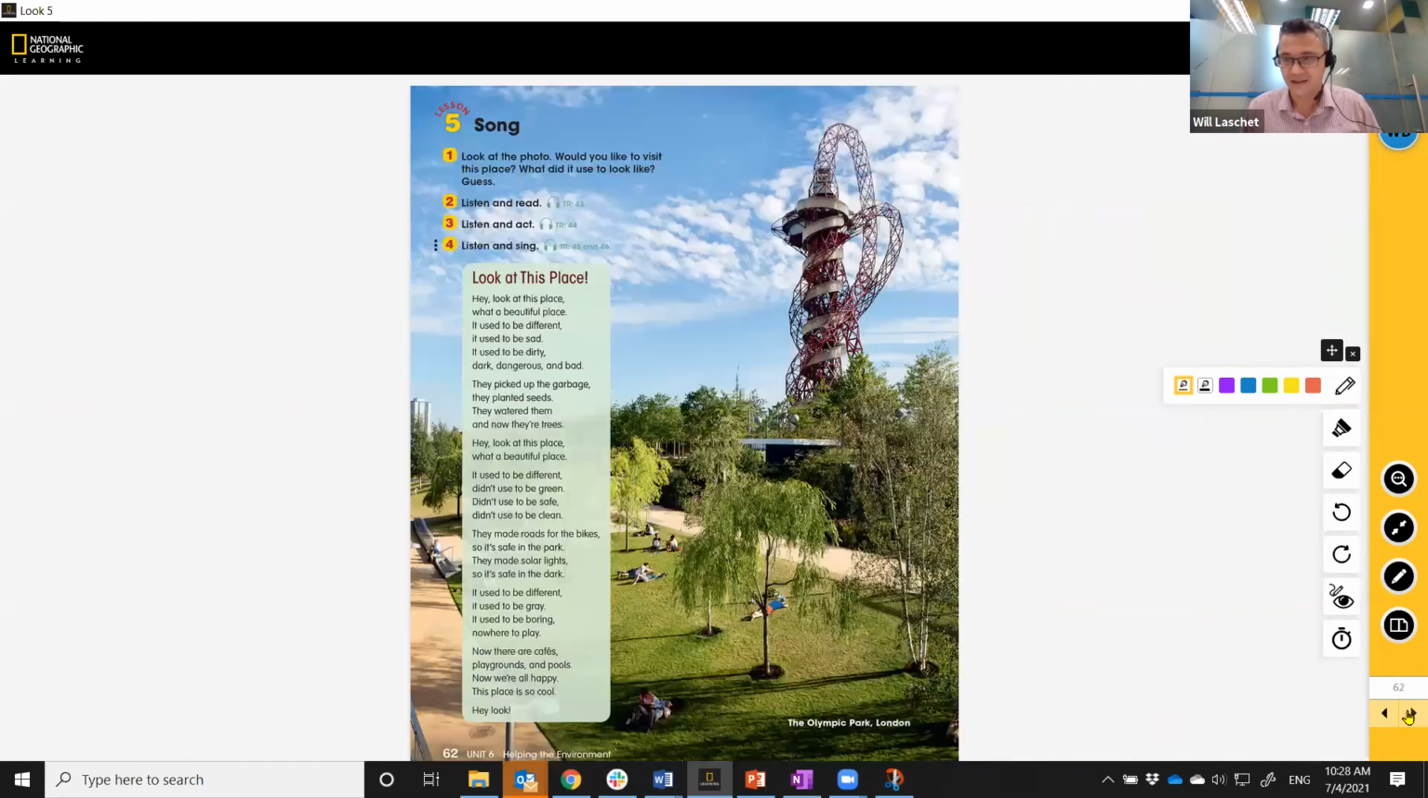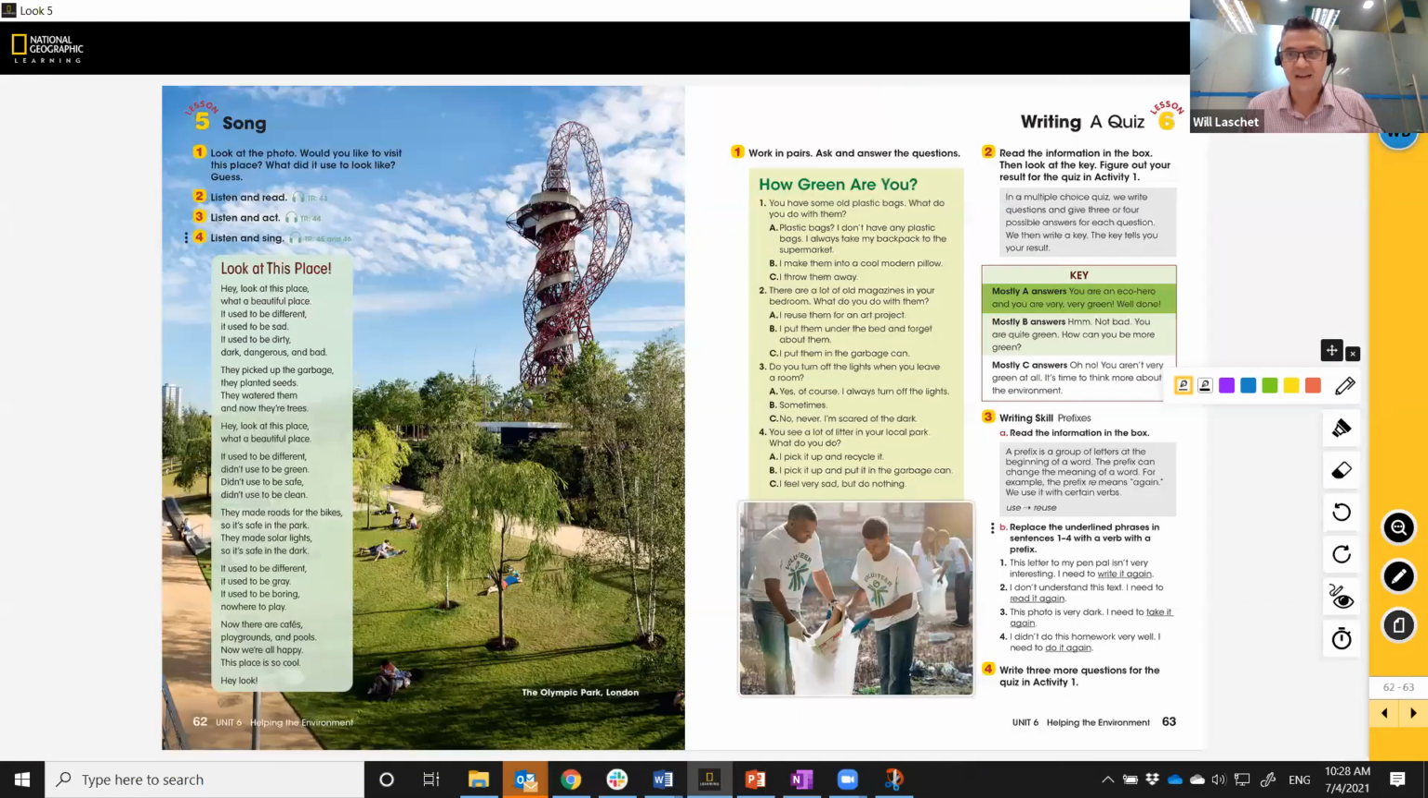All right, let me get both pages up. Here we go. All right.